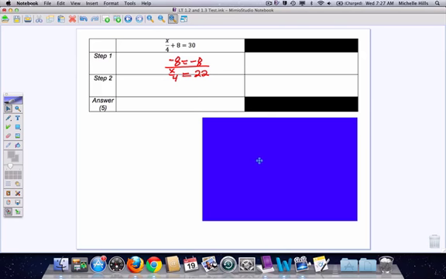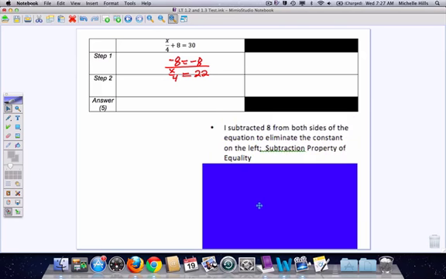So my reasoning for this, my justification, is very similar. What I did, I subtracted 8 from both sides of the equation. Why? To eliminate the constant on the left. What property allowed me to do that? The subtraction property of equality.